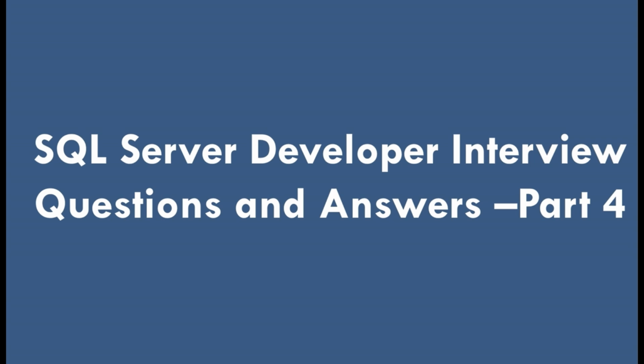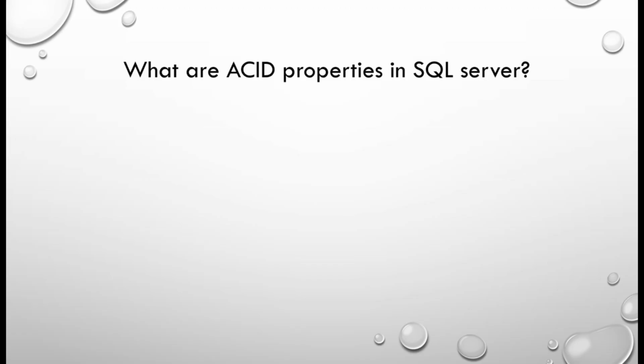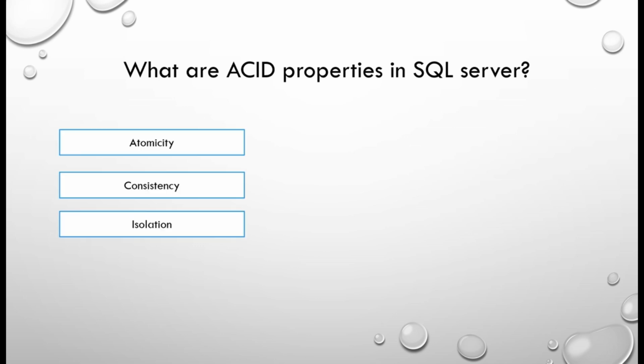Let's begin. What are ACID properties in SQL Server? Atomicity, consistency, isolation, and durability. What is atomicity? Atomicity means a transaction must be treated as a single unit. Either all the operations succeed or none are applied. For example, when transferring money, the debit from one account will happen and also the credit to another account will happen. So if any step fails, SQL Server rolls back the entire transaction.